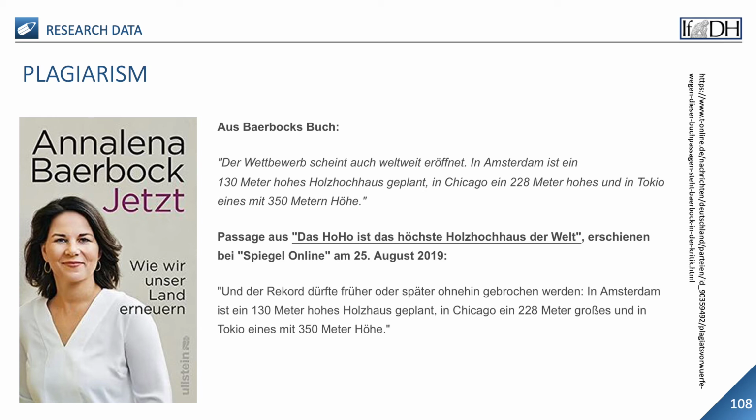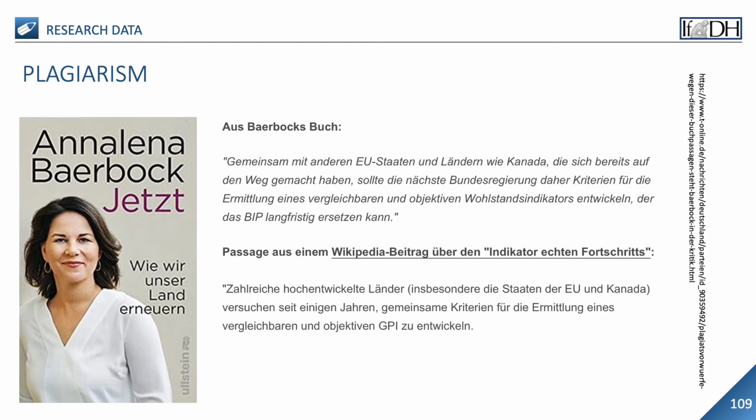At another point, 3 wooden houses and their planned heights are listed in identical order, so that here too one may assume that it was copied from a Spiegel Online article. However, this is not plagiarism, because it is merely a stringing together of facts and does not infringe any intellectual property. A third passage slightly reformulates a sentence from a Wikipedia article. Here, with "Kriterien für die Ermittlung eines vergleichbaren und objektiven Indikators of prosperity", there are now only 8 words exactly the same in the source.